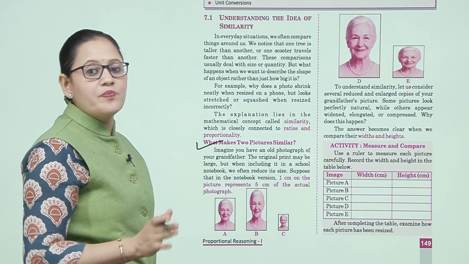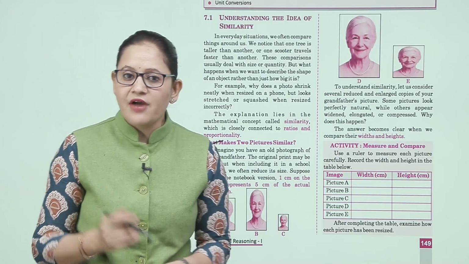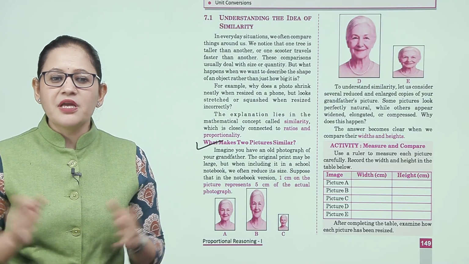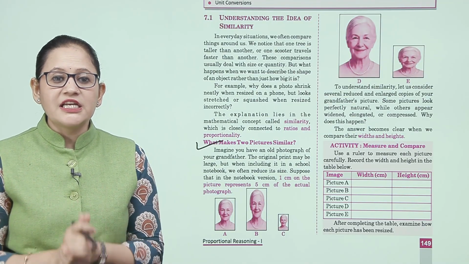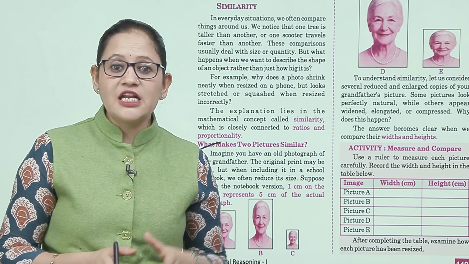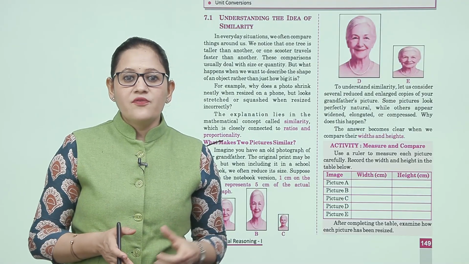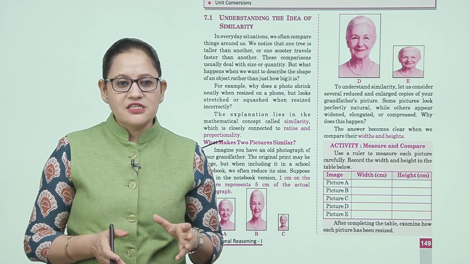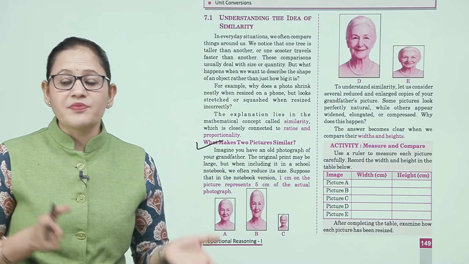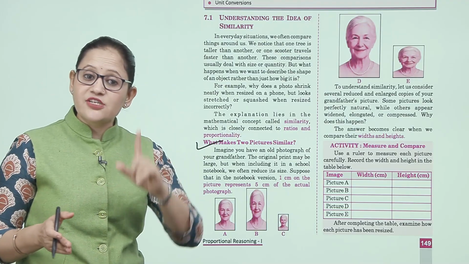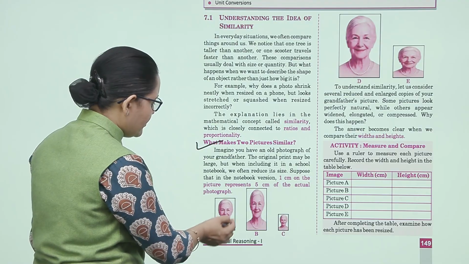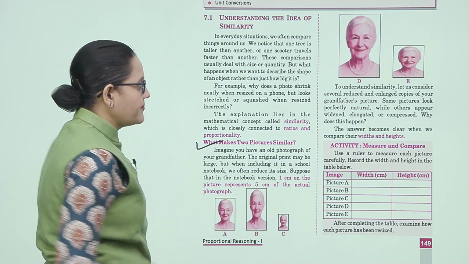What makes two pictures similar? Imagine you have an old photograph of your grandfather or grandmother. The original print may be large, but when including it in the school notebook, we often reduce its size, like passport size. Suppose that in the notebook version, 1 centimeter of the picture represents 5 centimeters of the actual photograph. Like this, you can see the difference: A, B, C, different sizes.